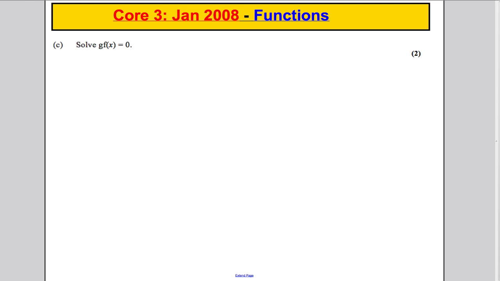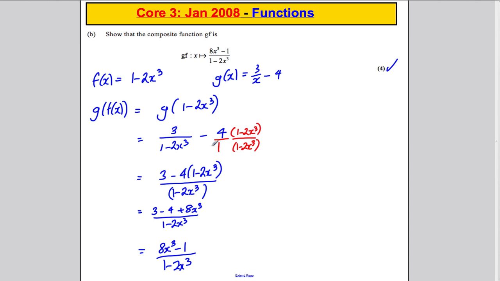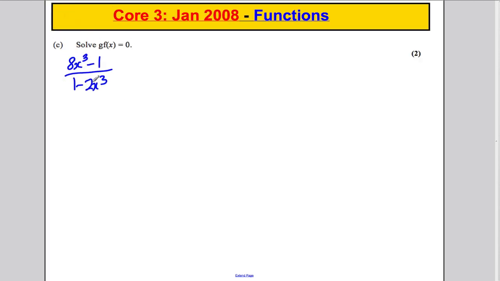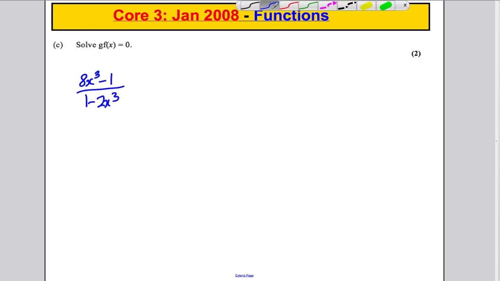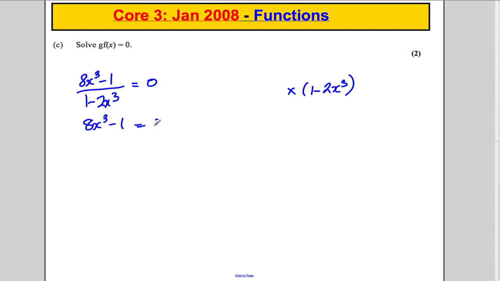Okay, next part, part C, solve g of f of x equals 0. Well, we've worked out g of f of x. It's the following. So what we want to solve is this function that we worked out in the previous part equal to 0. Multiply both sides by 1 subtract 2x cubed. So we get 8x cubed subtract 1 is 0, because 0 times anything is 0.